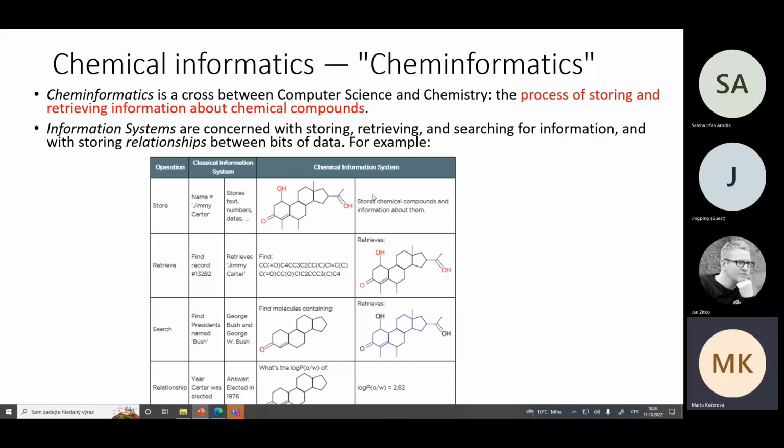In the two right columns, it is visible how the chemical information system works. So we store the structure of a chemical compound. It can be stored in the SMILES code or any alphanumeric line entry. There are also other codes of this type, and you can then retrieve back the structure of a specific molecule. You are able also to perform some substructure search, which is in the third line, and you are also able to work with the data or parameters calculated in the database.